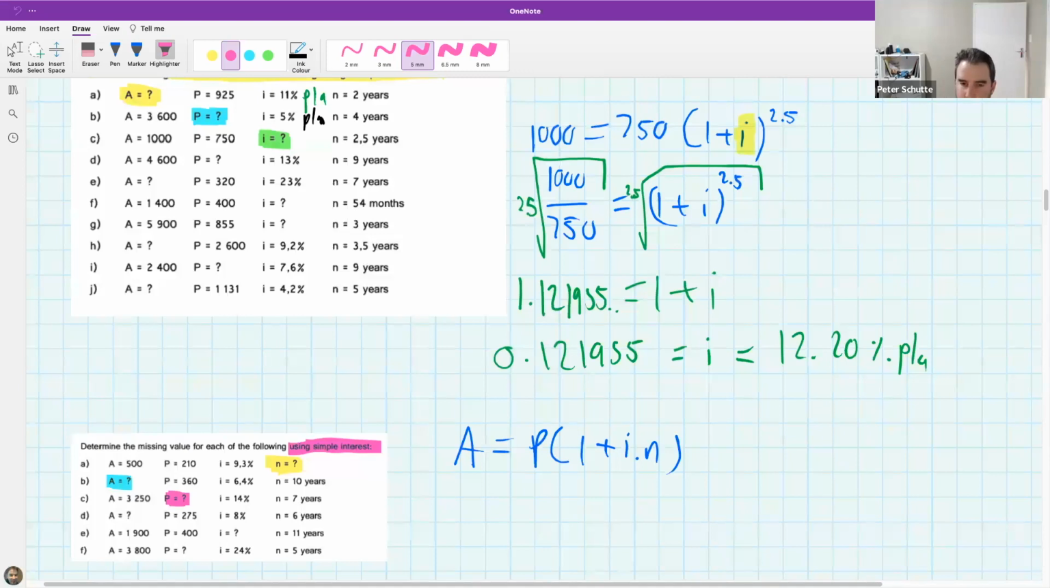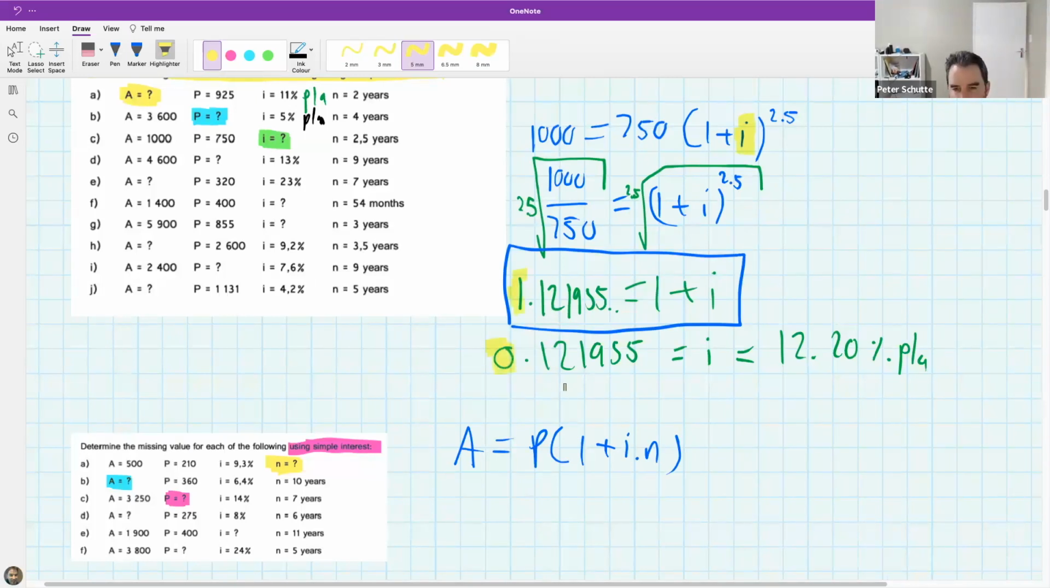I wanted to ask, where did the 1 go after we used the root to remove the 2.5? Okay, so we're looking at this step over here. If I take away 1 from both sides, what you'll notice is that at the moment, this has a 1, whereas on the next line, it has a 0. So I took away 1 on this side, and I took away 1 on that side, and it knocked this one out. And so that's why I'm only left with an i, and then this becomes 0.121955. Does that make sense?